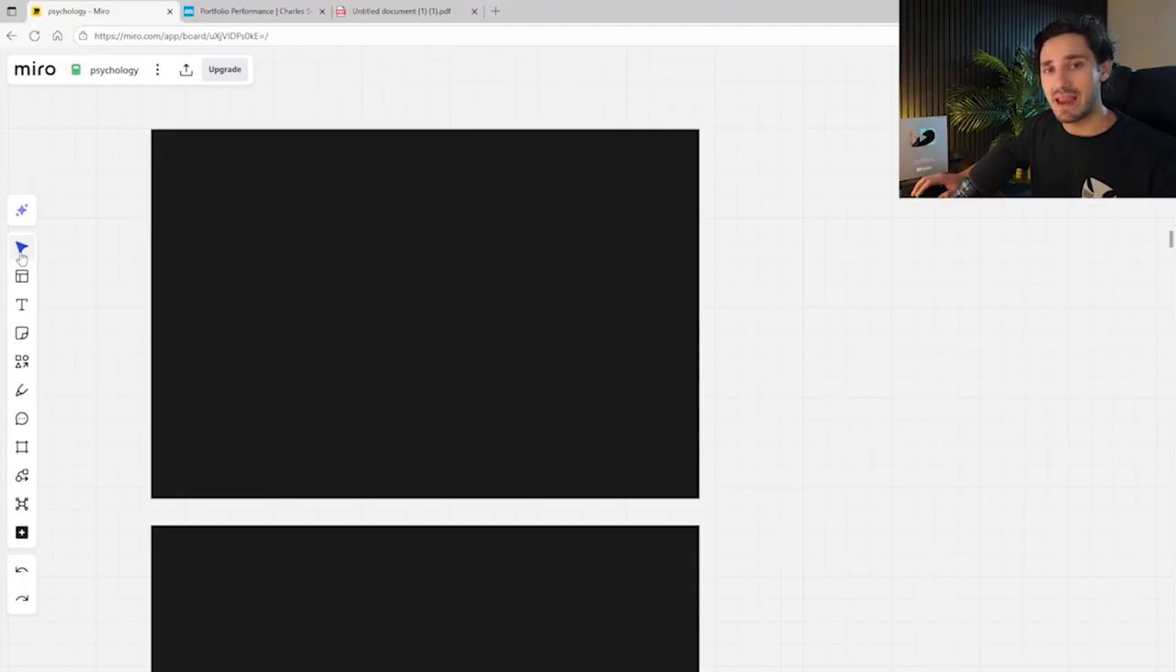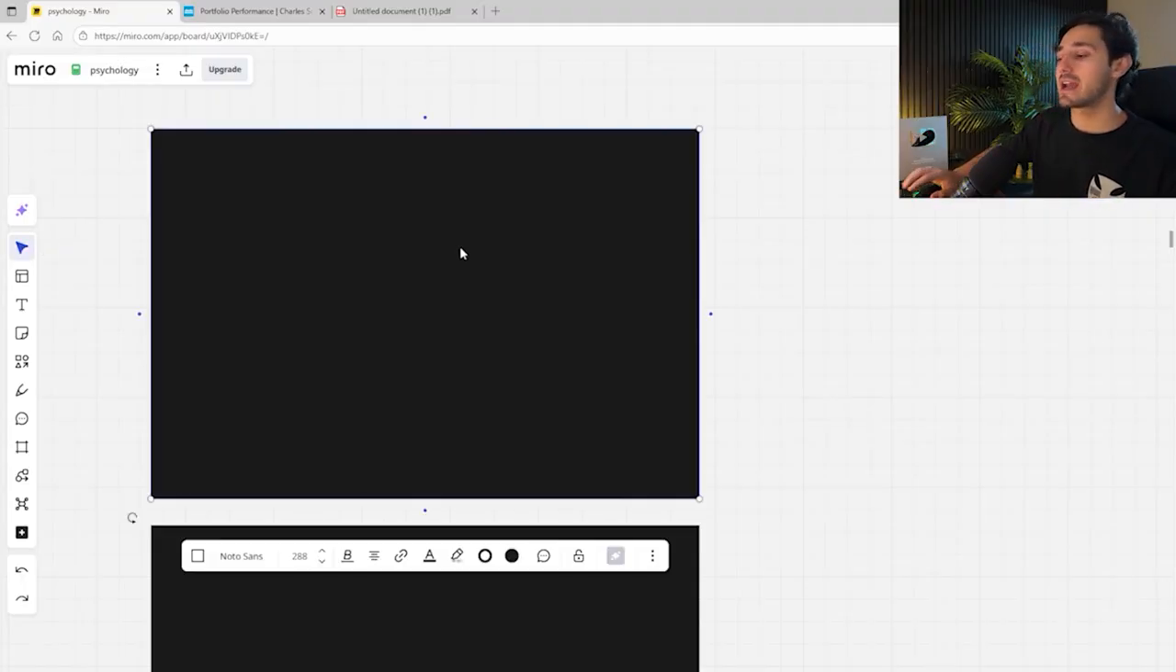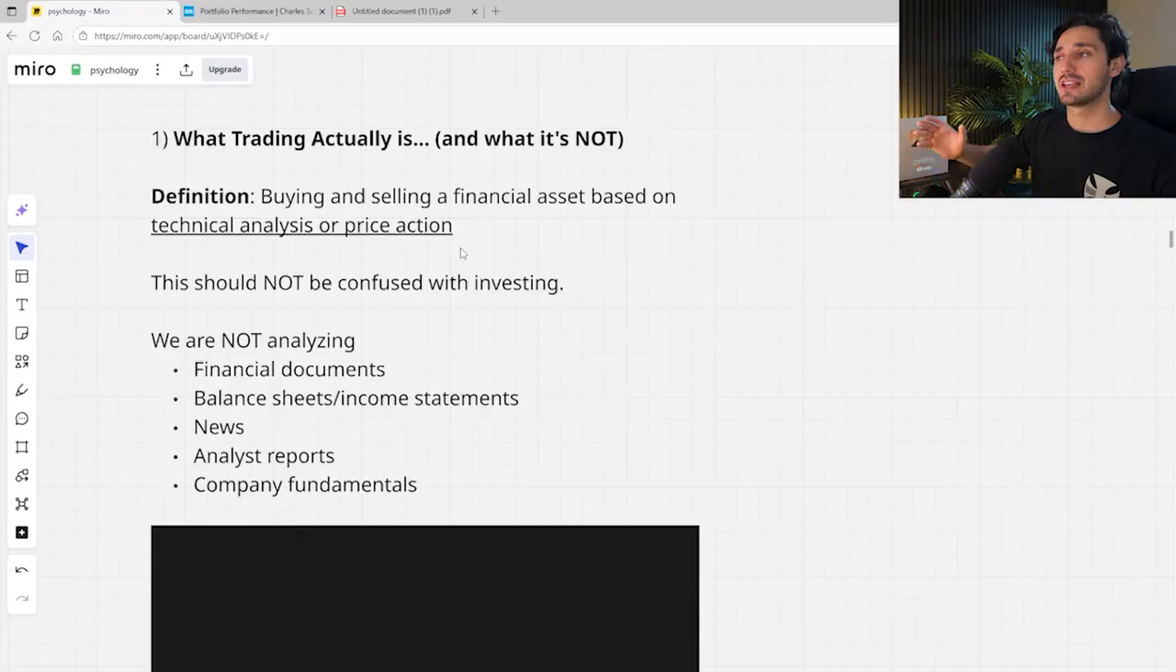Let's talk about the basics. And let us first define what trading actually is. Trading is when you're buying and selling a financial asset, whether it's a stock or a crypto, or it's gold or silver or oil or wheat, or it's an options contract. You're buying and selling a financial asset based on technical analysis and price action.